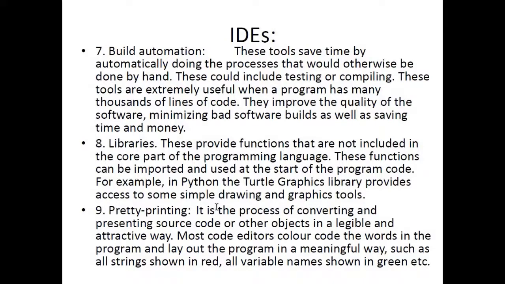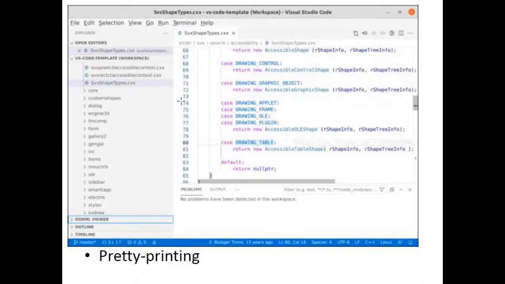Last, we have pretty printing. It is the process of converting and presenting source code or other objects in a legible and attractive way. Most code editors color code the words in the program and lay out the program in a meaningful way, such as all strings shown in red, all variable names shown in green, etc. This is an example of pretty printing. Again, this is a screenshot of Visual Studio.